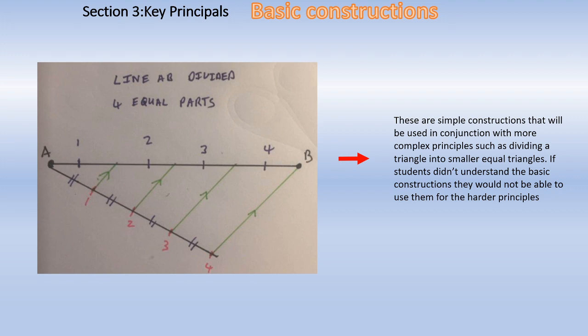2, 3, 4. So you can draw the line 4 back to B, and then parallel to them draw a line from the numbers 1, 2, 3 back to where they cross the line AB. Where these cross are points that have divided the line. So these are simple constructions that will be used in conjunction with more complex principles, such as dividing a triangle into smaller equal triangles. If students didn't understand this basic construction, they would not be able to use them for the harder principles.